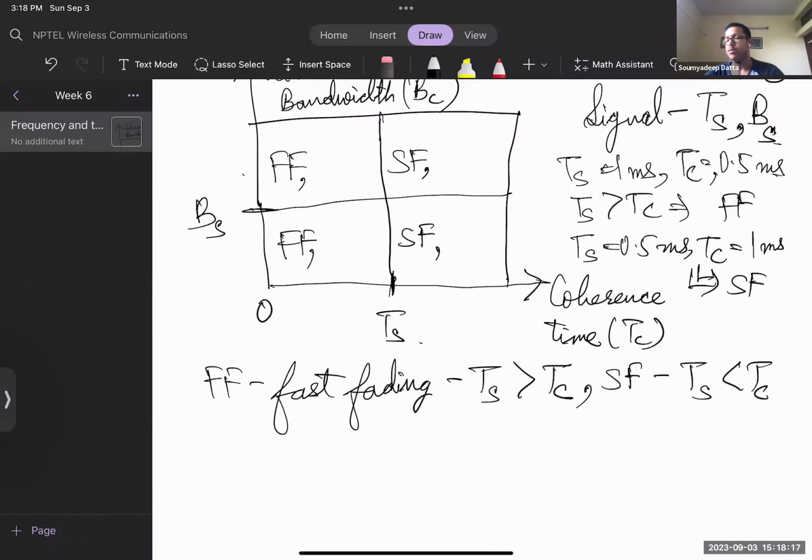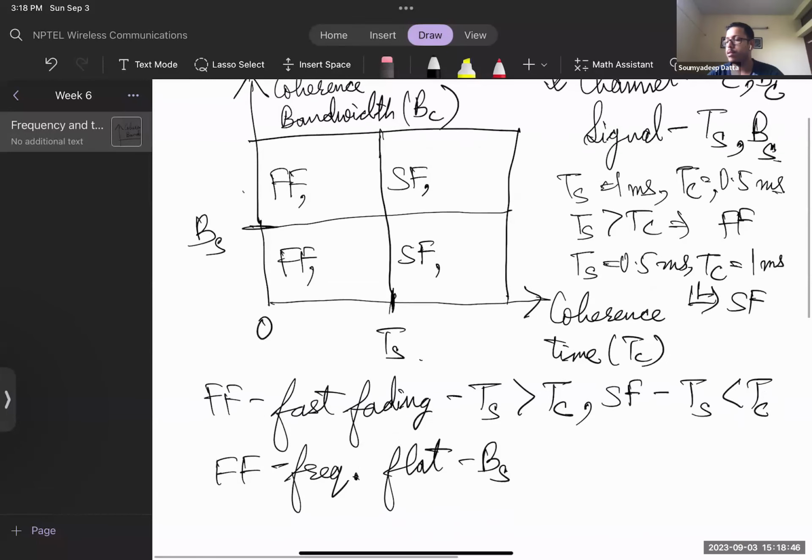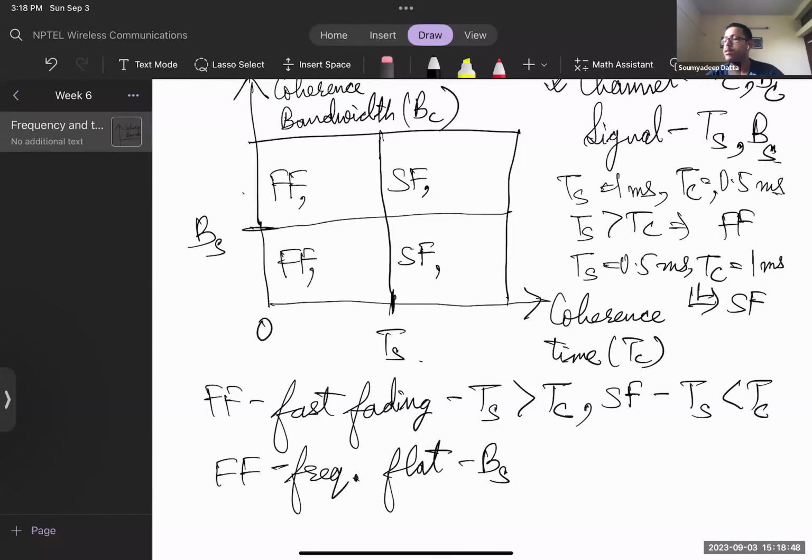Is this clear? And similarly, in the frequency domain, we have frequency flat, okay, I'm using bad notation here, but I hope you get it. Frequency flat is when the symbol bandwidth is less than the coherence bandwidth, right?